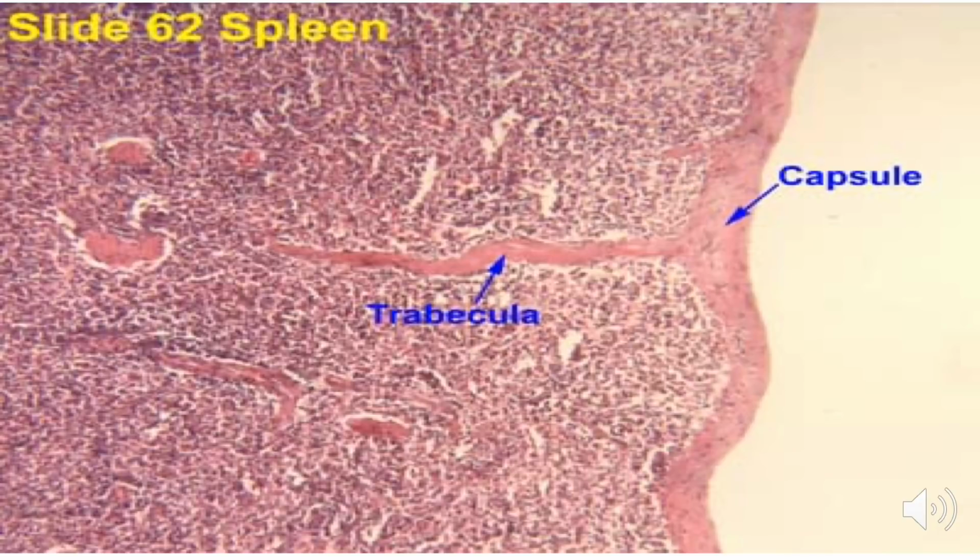This is a cut section of the spleen. Please take note of its protective covering, that's the capsule, and take a look at the extension of the capsule into the organ that is called the trabecula, singular, trabeculae, plural.